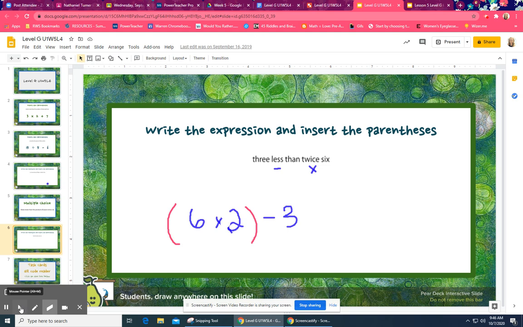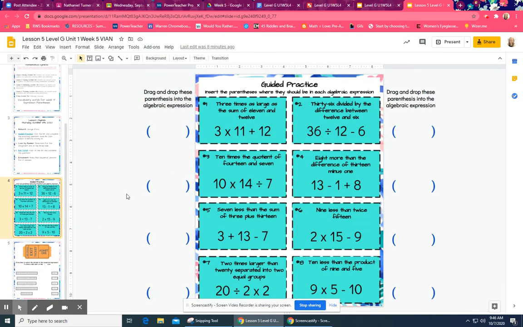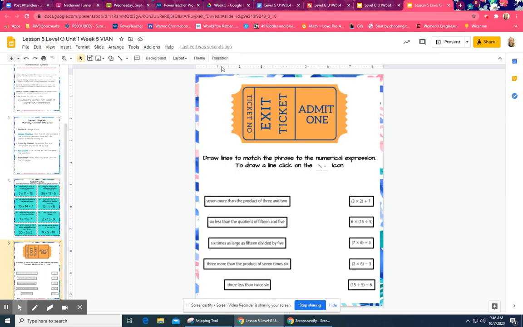All right, what I want for you guys to do is, I don't know if I have your assignment pulled up. It's right here. On this slide, you drag the parentheses to where they need to go. Each question has a set of parentheses off to the side. And then you have your exit ticket where you're going to draw lines. And then you will eventually have another assignment. I just don't have it up there yet. So just follow your agenda and don't be afraid to ask questions.